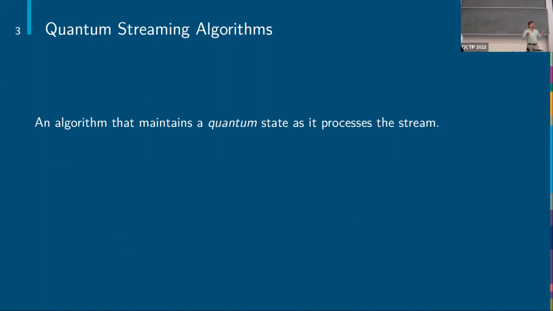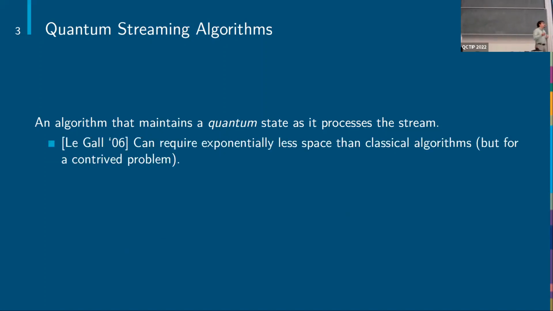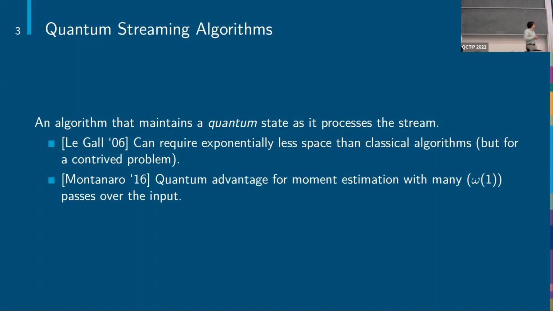Now, since the start of the study of these algorithms, it's been known that at least sometimes the answer can be exponentially fewer. But this original result was for what you could think of as a quote unquote contrived problem, a problem that was created to prove this exponential separation. Now, later it was shown that for a very natural problem, the moment estimation problem, you can get these quantum advantages, but these advantages only arise when you have many, many passes over your data.